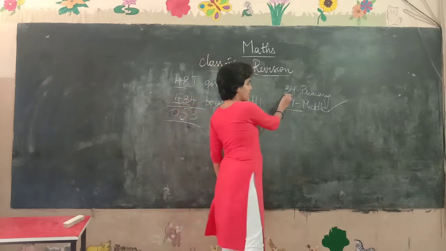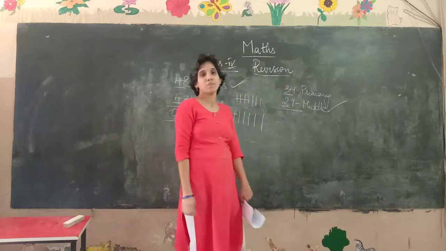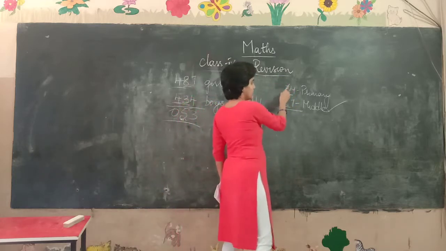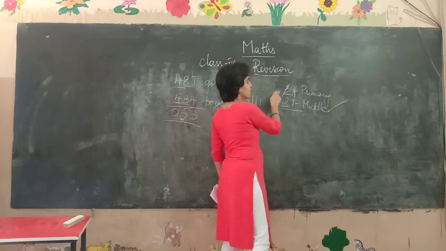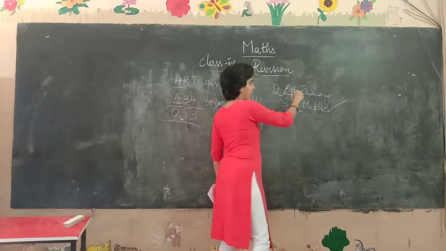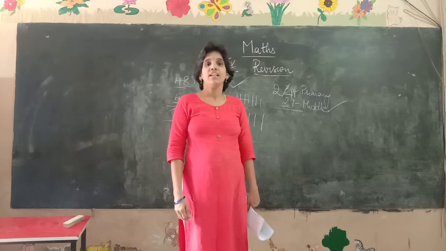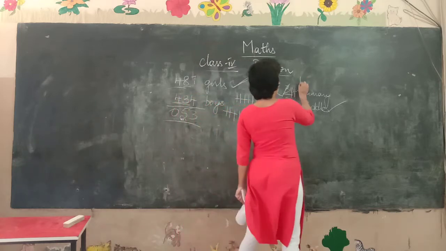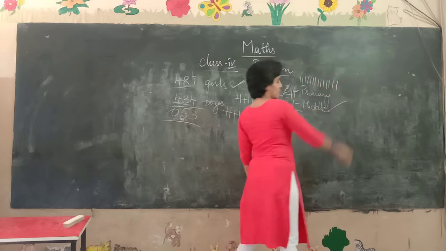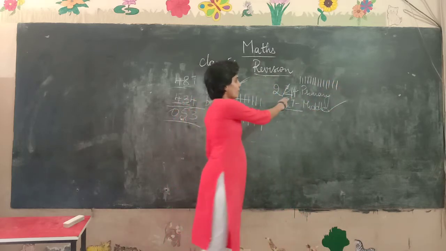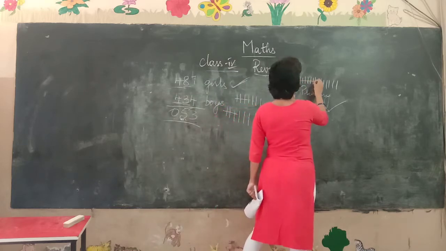We cannot subtract 7 from 4, so we are going to borrow. Borrow 1 from 3. When you borrow 1 from 3, 3 will become 2 and 4 will become 14. So 14 minus 7. Here draw 14 lines. Strike off 7: 1, 2, 3, 4, 5, 6, 7.